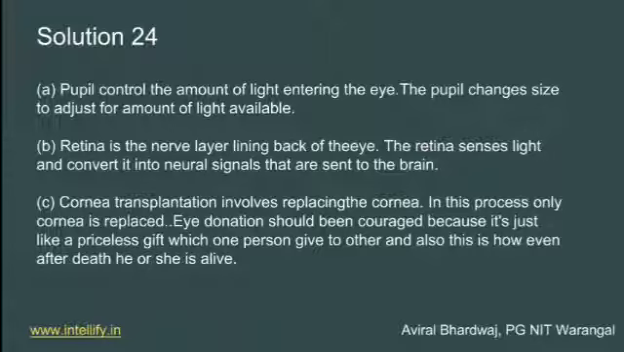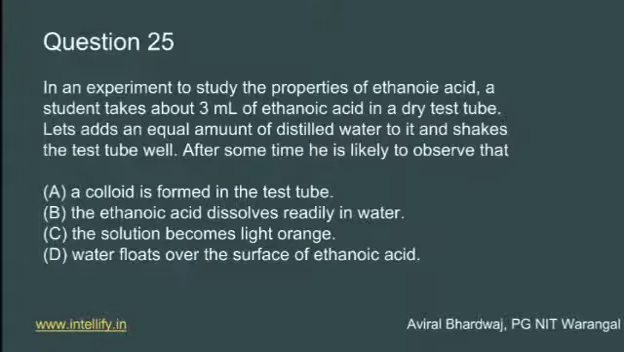Third is the cornea. Cornea implantation involves replacing the cornea. In this process, only the cornea is replaced. Eye donation should be encouraged because it is a priceless gift, a personal gift to others, even after one dies.